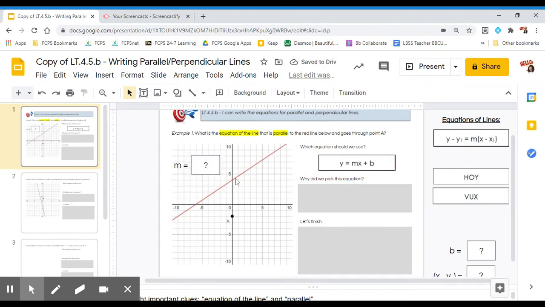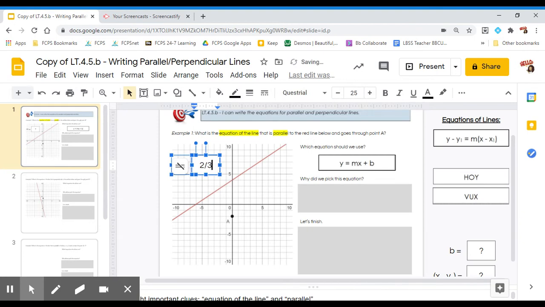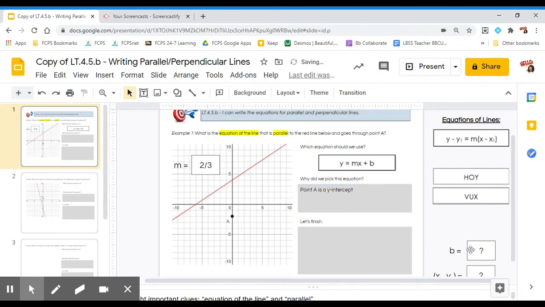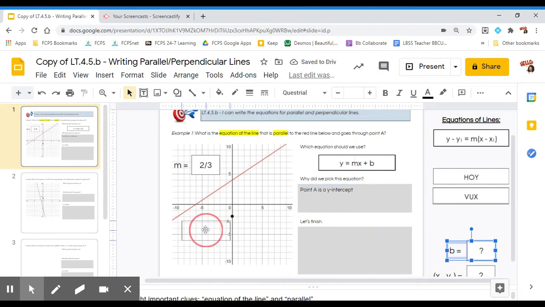Well, the slope of this line is up 1, 2 over 1, 2, 3. So the slope of this line is 2/3. Since we're looking for parallel, they have to have the same slope. So the slope I'm going to use is 2/3. B is right here. It is at -2.